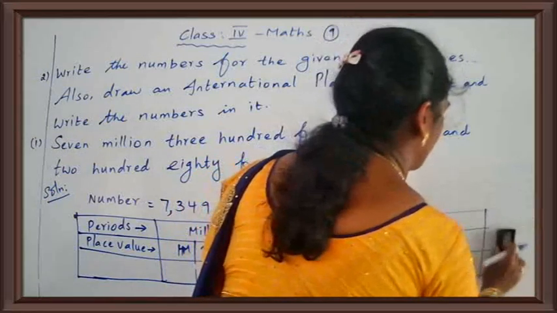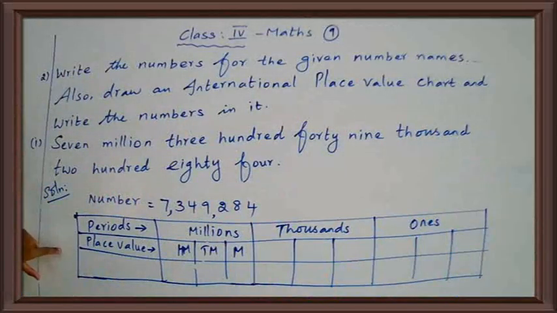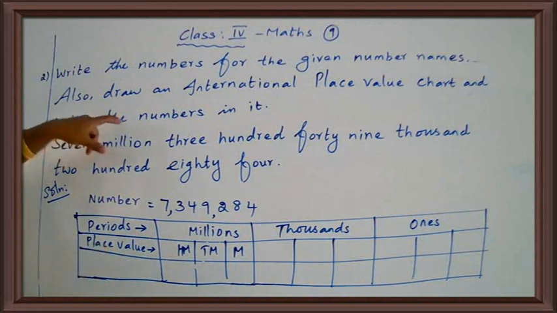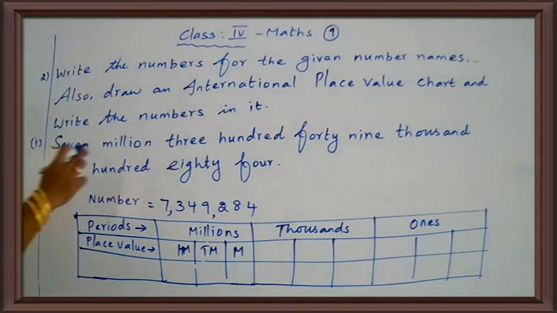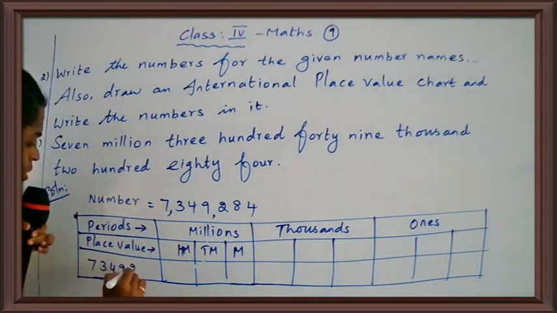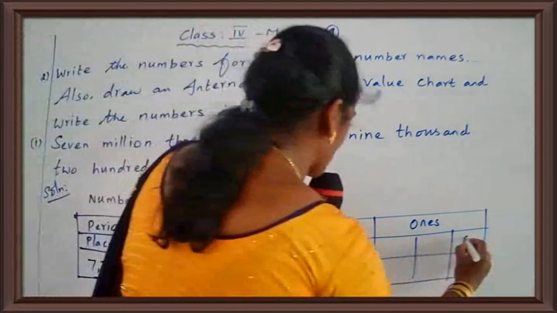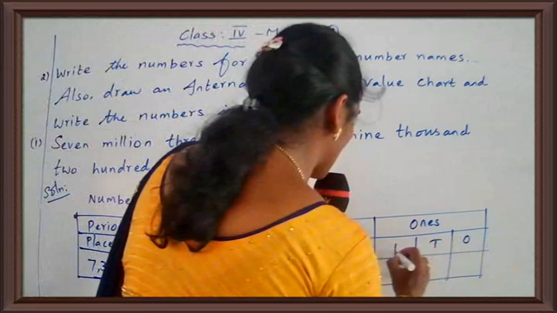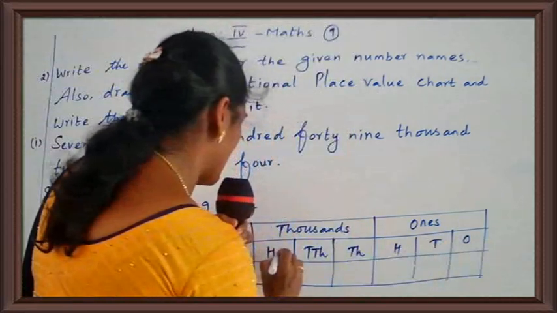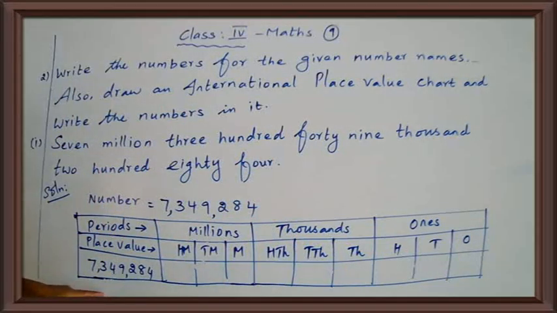Okay, listen. Now draw an international place value chart. Now you do it. Write the numbers in it. Your number is 7,349,284. Now thousands period. This is ones period: ones, tens, hundreds, 1,000, 10,000, 100,000. Okay, children, now you do it. Write the numbers in it.